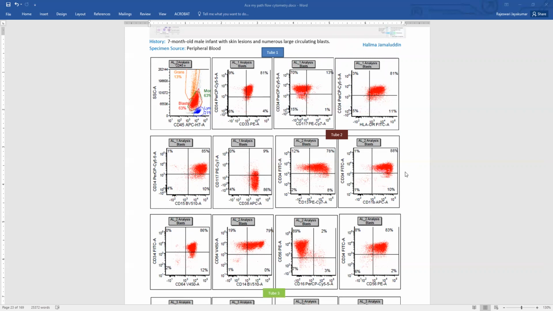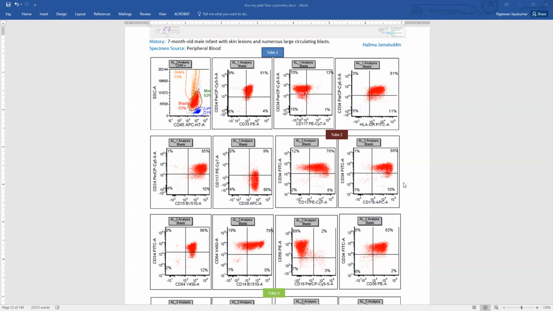CD34 is positive in this case, but they are also commonly negative. You can have them negative. CD117 is negative here, but it is more frequently positive than CD34 in most cases of monoblastic leukemia.